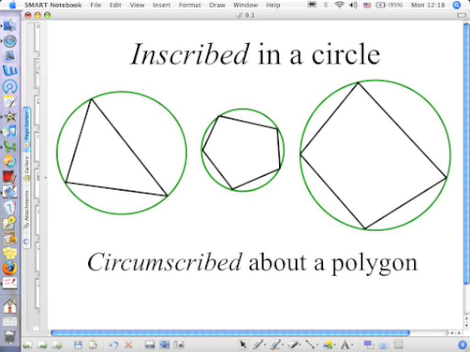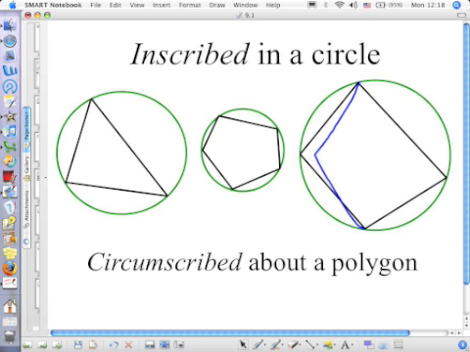Now, what makes it inscribed is that every vertex on the polygon has got to sit on the circle itself. If one vertex, say right here in this quadrilateral, if those two lines did not meet there but instead came here, 3 of the 4 vertices are touching the circle. One of them is not. We could not say that it's inscribed in the circle.